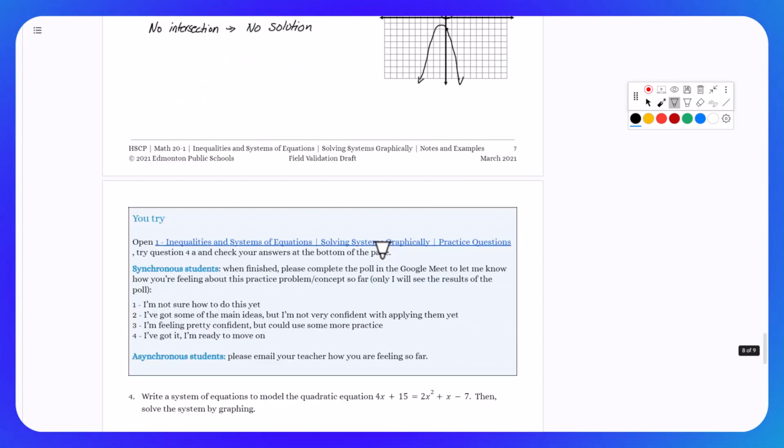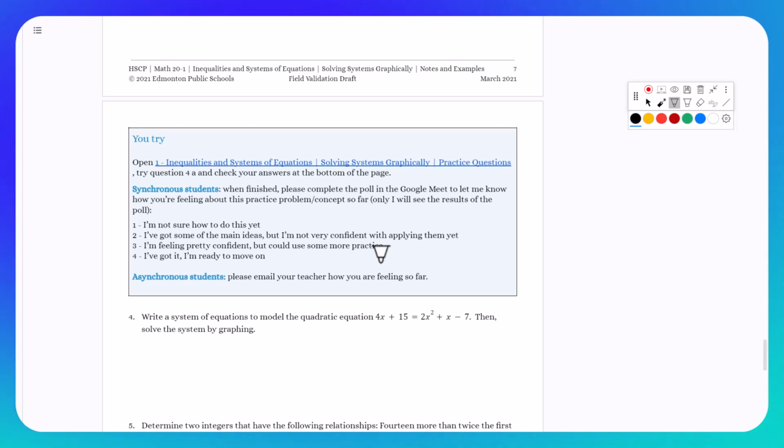Let's keep going. I want you to take a moment now just to check in and see how your understanding of solving graphically is. I want you to try question 5A from the practice questions. And again, get in touch with your teacher if you need any help.